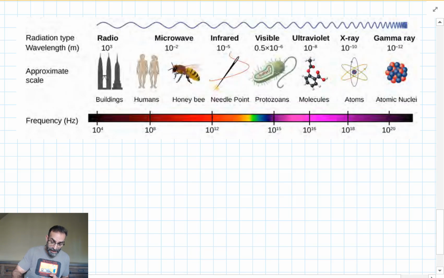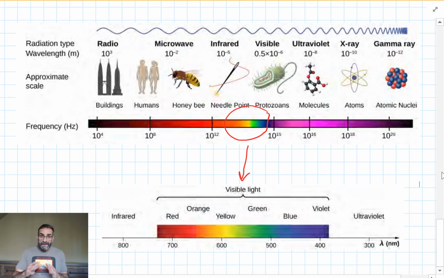If we take a closer look at this section right here, the visible part of the spectrum, we see this. The visible light itself is made up of different colors. Red is the lowest energy of the visible light. It's just above infrared. And violet is the highest energy of the visible light. That's just before ultraviolet. Now, everything emits electromagnetic waves. Well, everything that's above absolute zero. As you warm something up, it emits radiation. It emits electromagnetic energy.